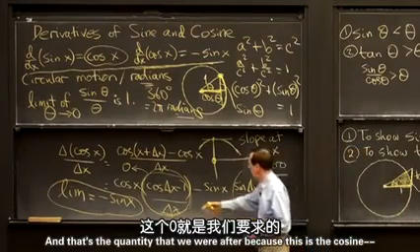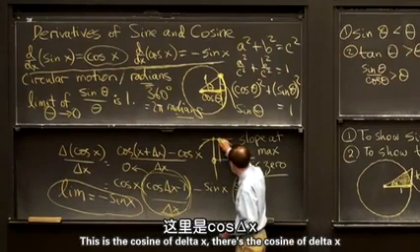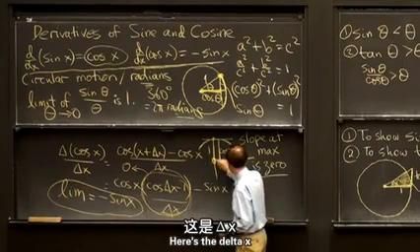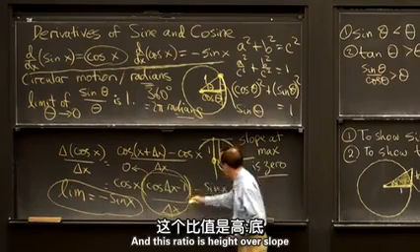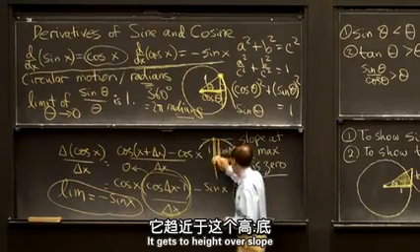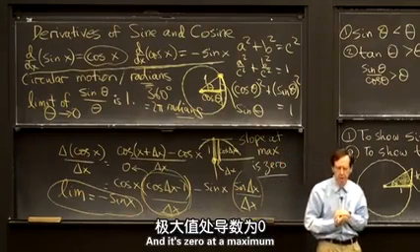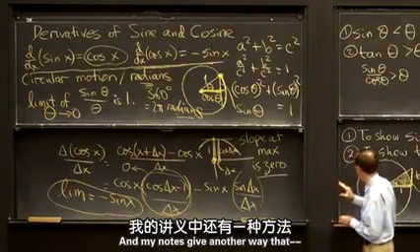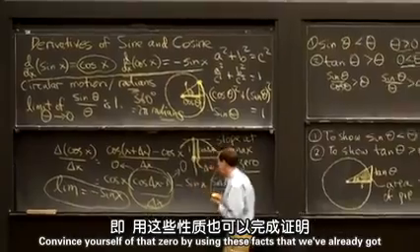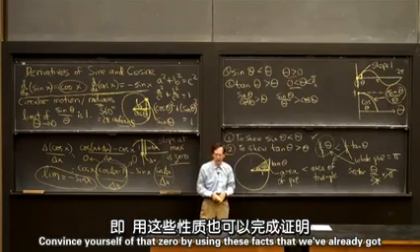And that's the quantity that we were after, because this is the cosine of delta x. There's the cosine of delta x. Here's the 1. Here's the delta x. And this ratio is height over slope. It gets to height over slope as we get closer and closer. It's the derivative, and it's 0 at a maximum. And my notes give another way to convince yourself that that's 0 by using these facts that we've already got.